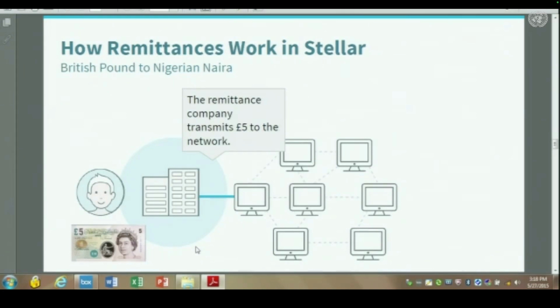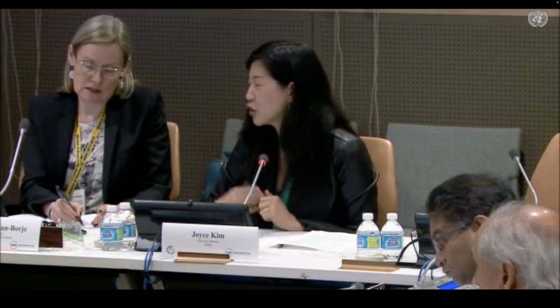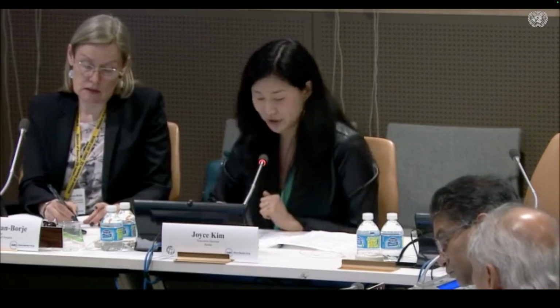A couple of things I want you to note as I go through this example. It is cross-border, it is cross-currency, and it is a small amount. In Silicon Valley, we call it a microtransaction. Everywhere else, we call it a transaction. So the amount is, to be honest, irrelevant to how we think about these solutions.